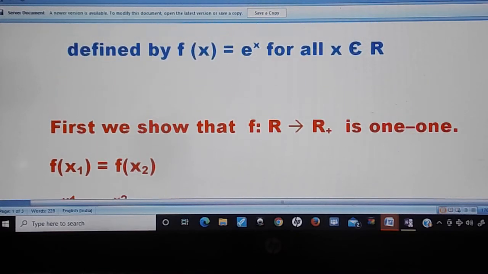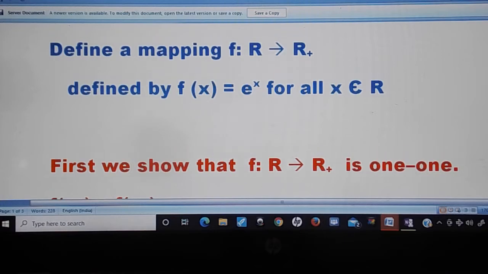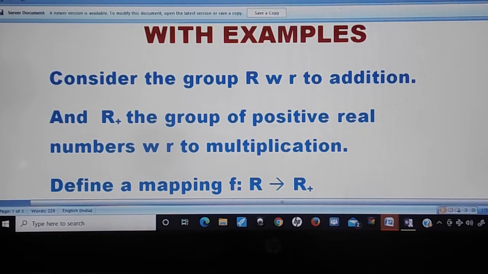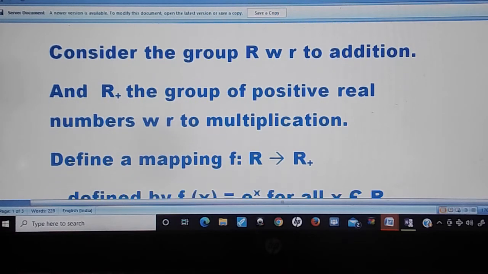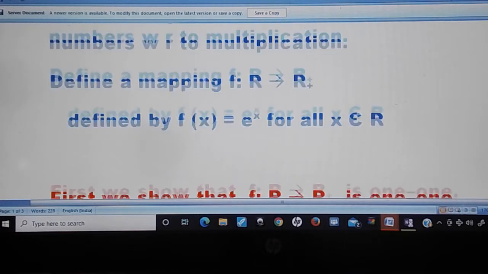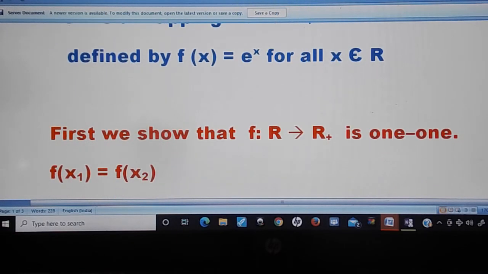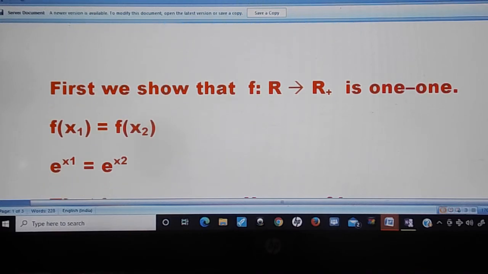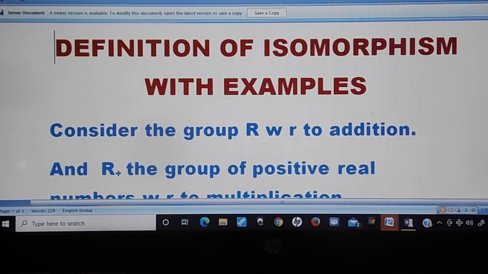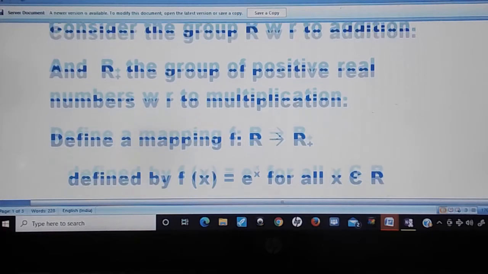What kind of a function is this? Let us see whether the function is one-to-one. All of you know what a one-to-one function is. How will we prove that a function is one-to-one? If f of x1 is equal to f of x2 implies x1 is equal to x2, the function is one-to-one. Let us consider f of x1 is equal to f of x2. Then e raised to x1 is equal to e raised to x2. That is, x1 is equal to x2, isn't it? That is, the function is one-to-one.